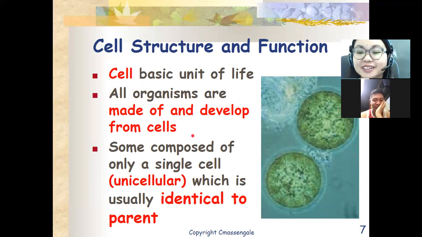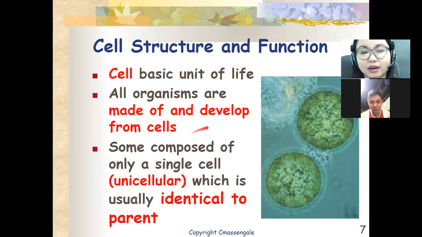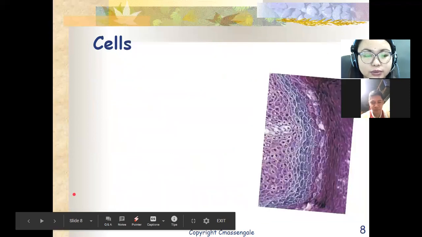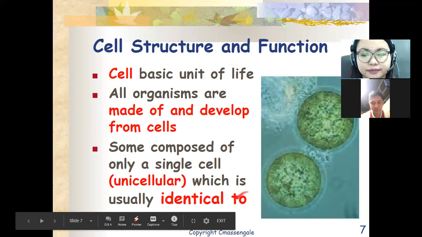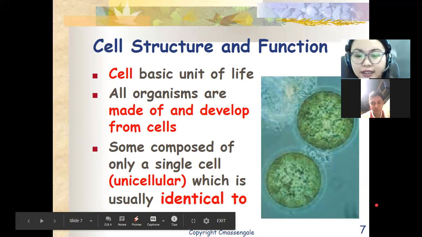For the sake of your classmates who are going to watch this video, let's explain this in detail. All organisms are made up of and develop from cells. That's why it's the basic unit of life. Some are composed of a unicellular or single cell, which is actually very identical to the parent. Especially if it's unicellular, most probably it's identical to the mother or parent cell.